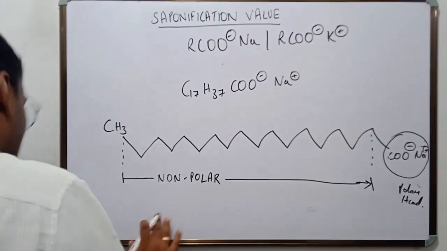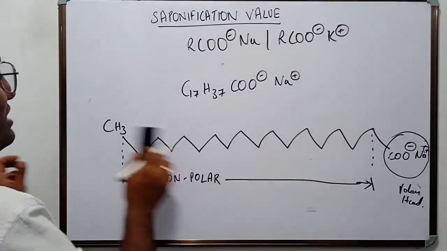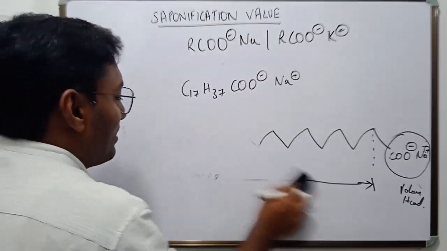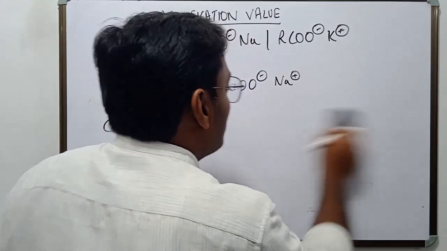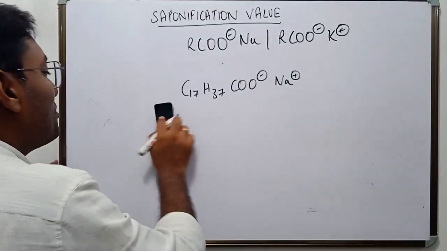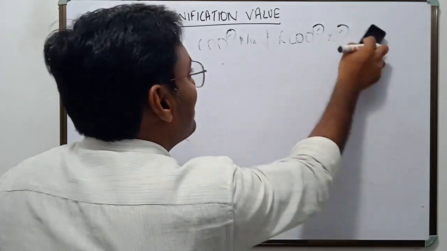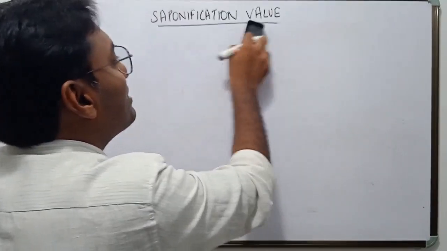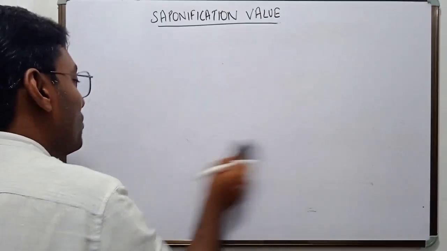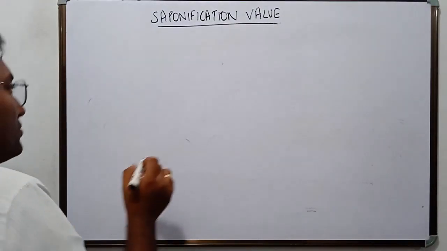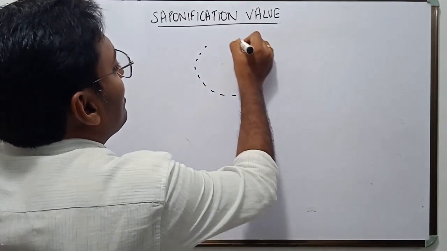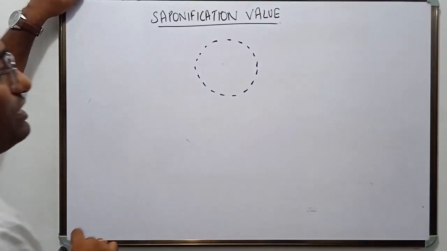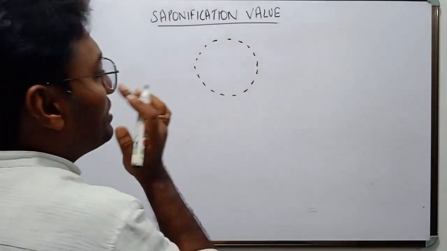So in our clothes, we have all kinds of dirt. There is water soluble dirt and there is oil soluble dirt. No need to worry about water soluble dirt because it will dissolve itself in water. What about oil soluble dirt? Let us see how it acts on oil soluble dirt. Suppose this is an oil soluble dirt in your shirt or pant.